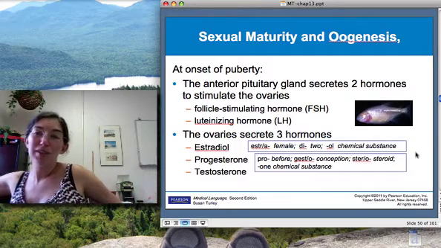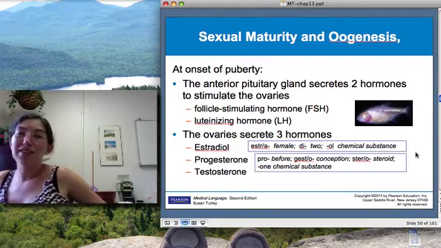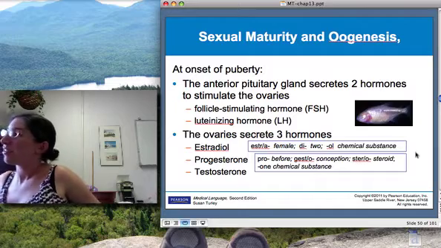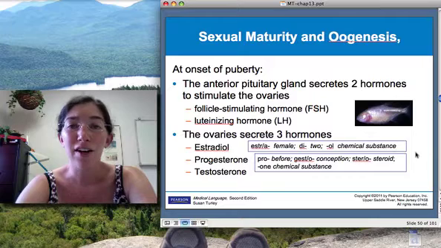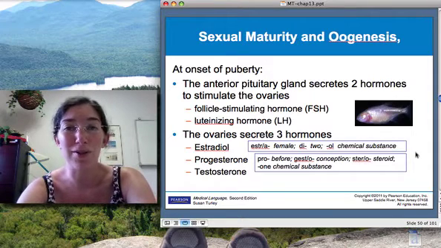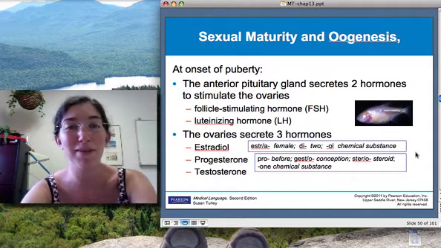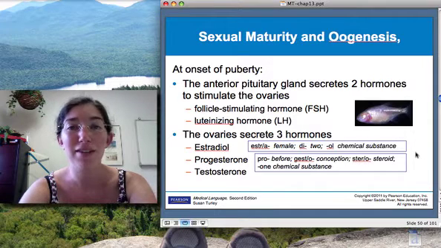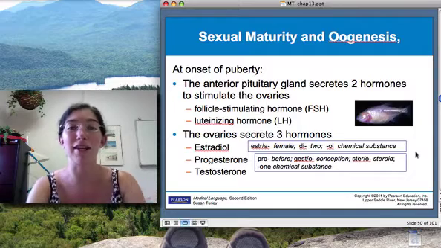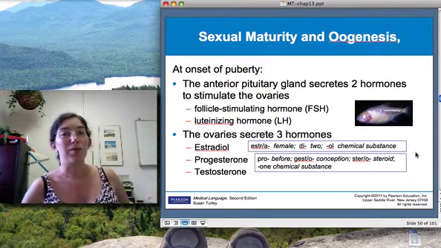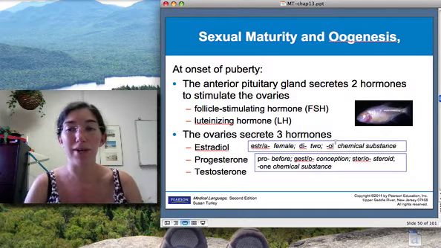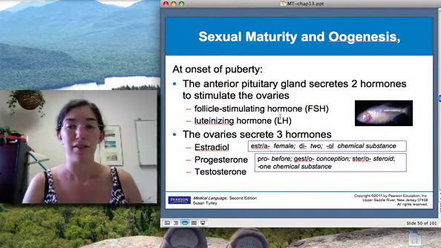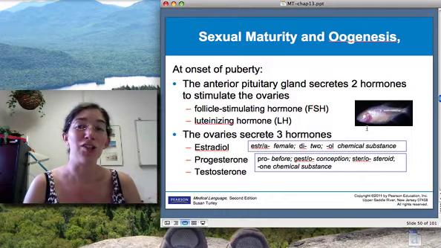So sexual maturity begins at puberty. It starts when there's secretion of certain hormones from the pituitary gland. These hormones might sound familiar because they're also the same hormones that the male pituitary gland secretes to stimulate male sexual maturity. Those two hormones are follicle-stimulating hormone, or FSH, and luteinizing hormone, or LH.